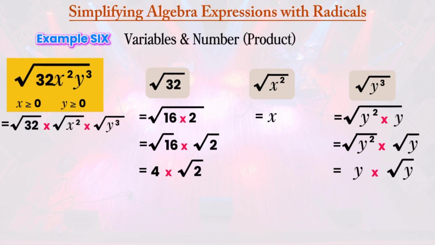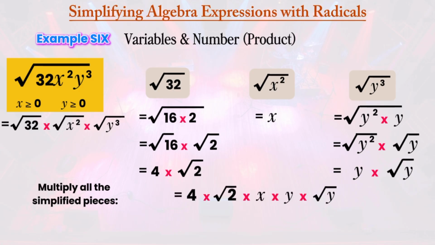Now that we have all the radical pieces simplified, let's get the final result by bringing them all together. That's 4 times the square root of 2 times x times y times the square root of y. When multiplied, the final result is 4xy times the square root of 2y.